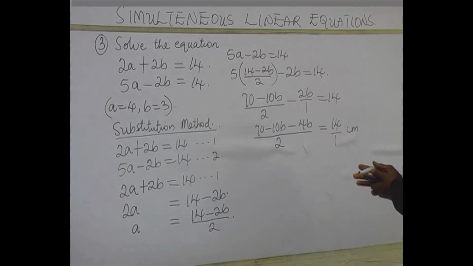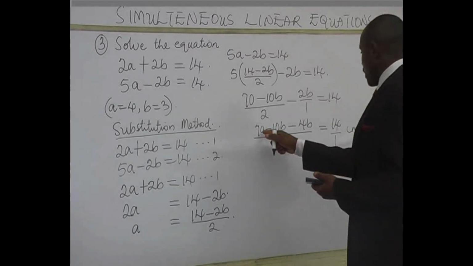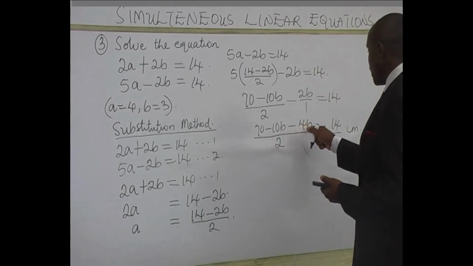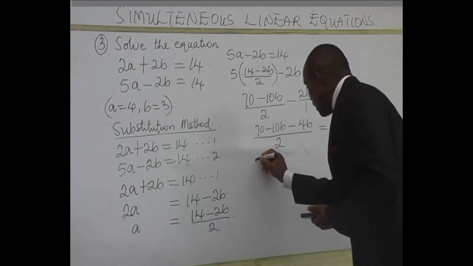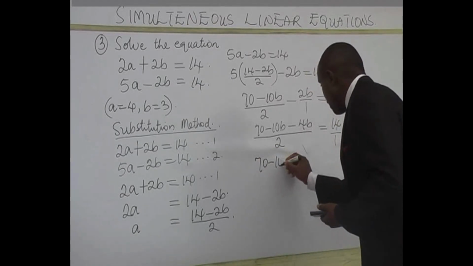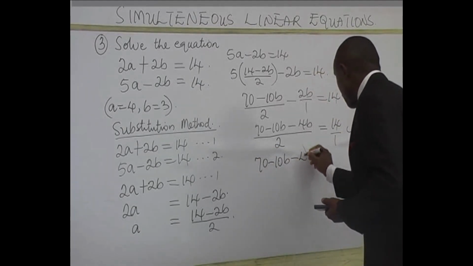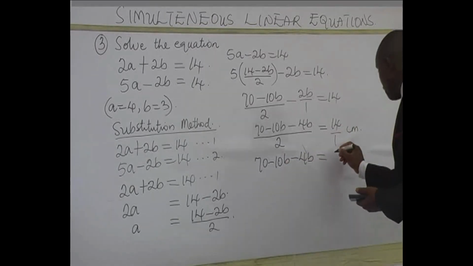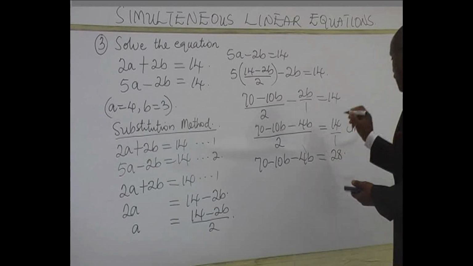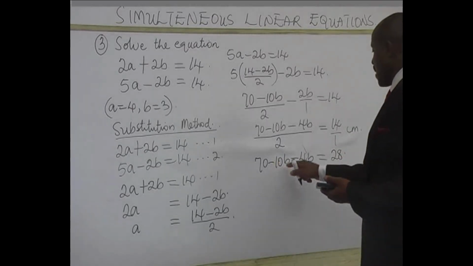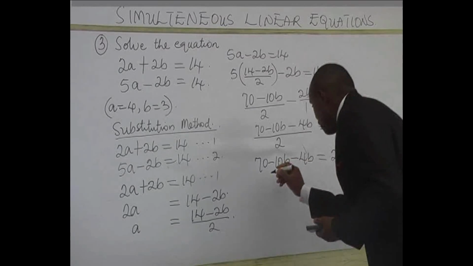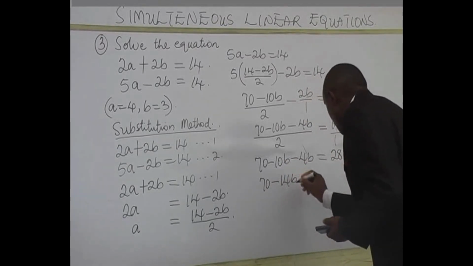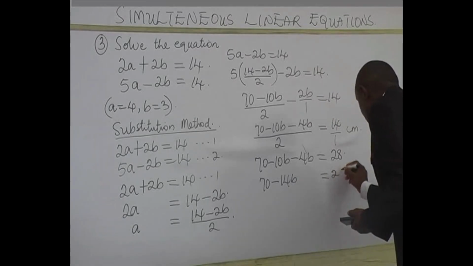At this level, you can cross multiply. 70 minus 10b minus 4b times 1 will give you 70 minus 10b minus 4b. It's going to be equal to 2 times 14, which will give you 28. Minus 10b minus 4b will give you 70 minus 14b, and it's going to be equal to 28.